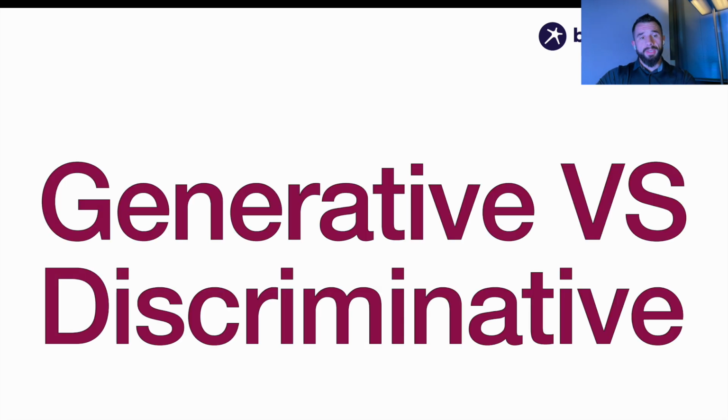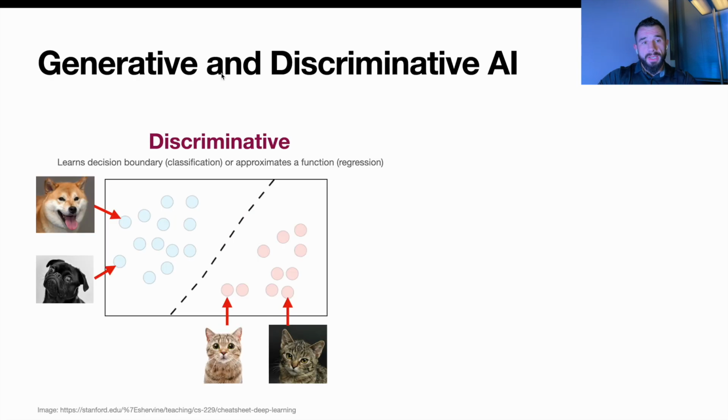Before we go deep into generative AI, let's first talk about what is generative AI and what is discriminative AI. Discriminative AI is represented by classification, regression, and clustering. These tasks are focused on learning or deducing, in the case of clustering, a decision boundary, which you can see in front of you, or approximating a function in the case of regression. In the case of regression, this will be a learned function.